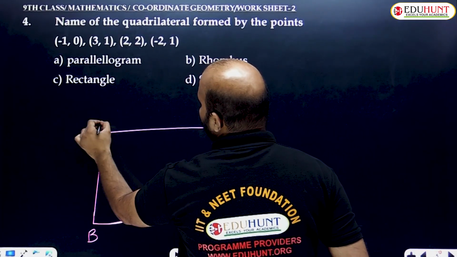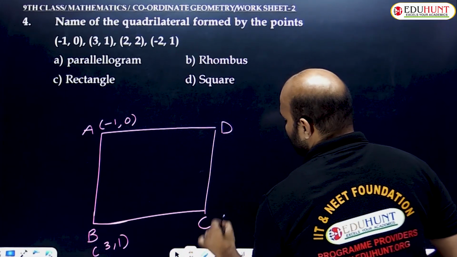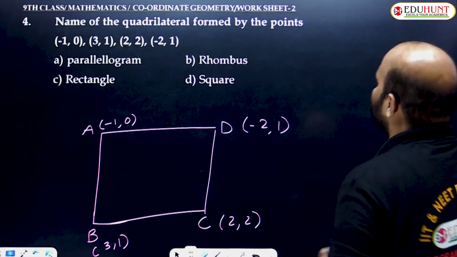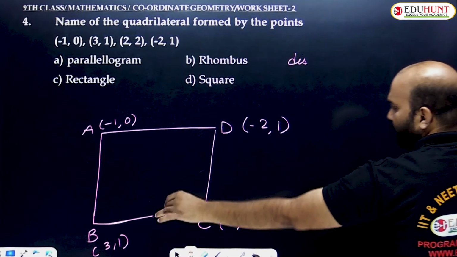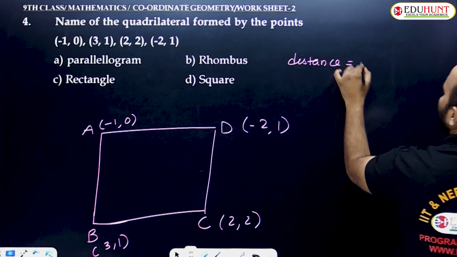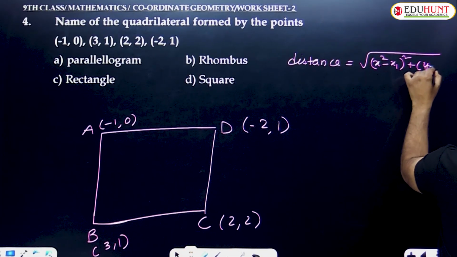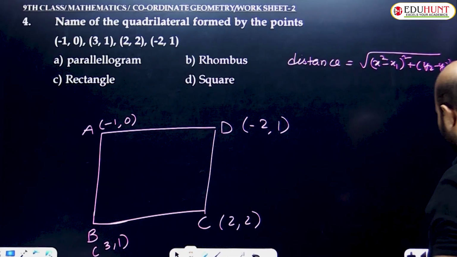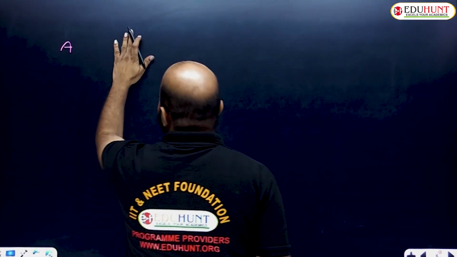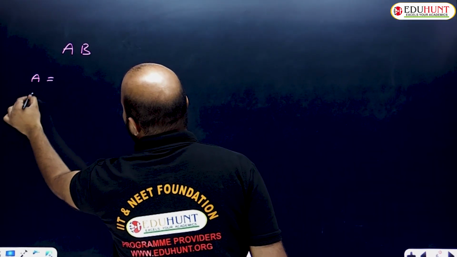Here I have taken A coordinates -1, 0, B coordinates 3, 1, C coordinates 2, 2, D coordinates -2, 1. So by using the distance formula, we can find the AB, BC, CD and DA distances. What is the distance formula in coordinate geometry? Square root of x2 minus x1 whole square plus y2 minus y1 whole square. Am I clear? We are going to find the AB distance first, using the A and B coordinate points.